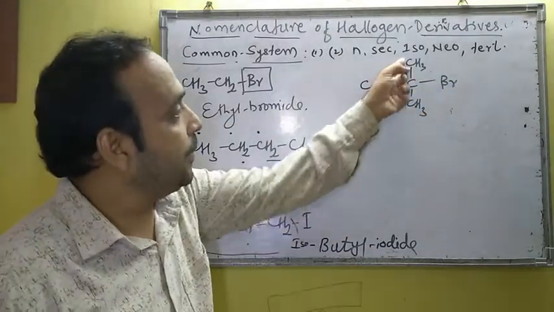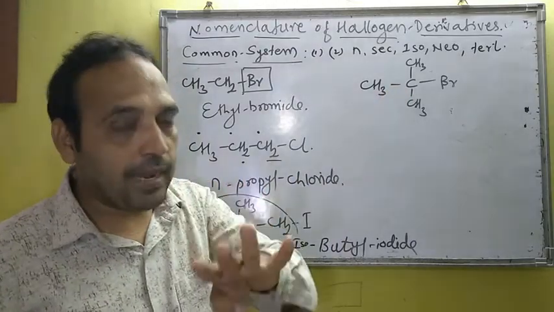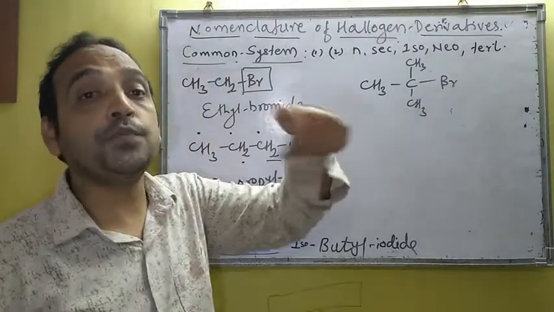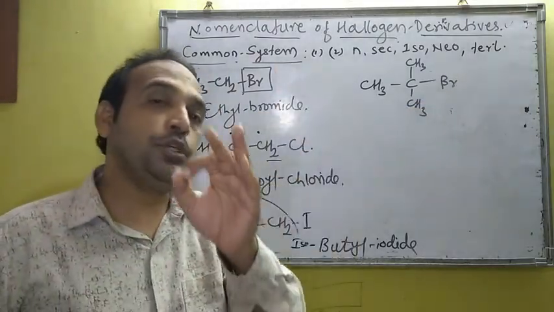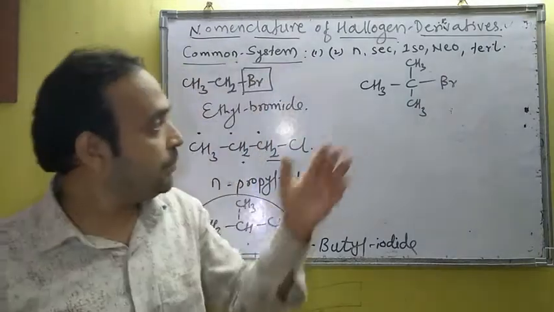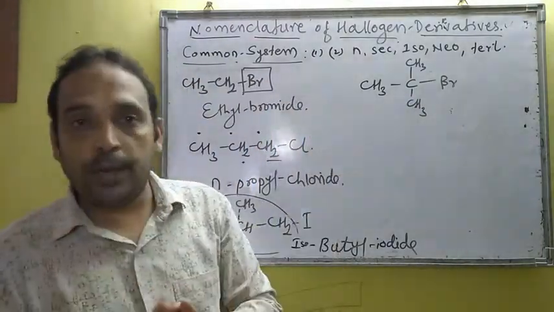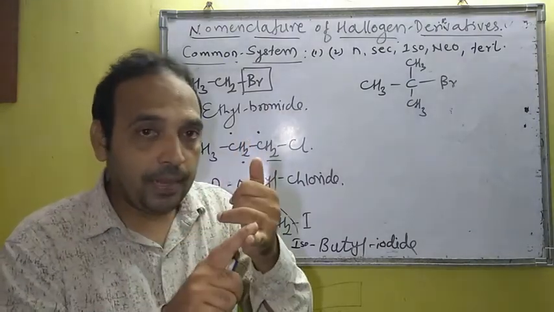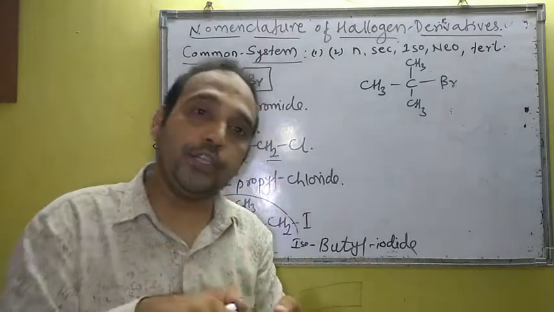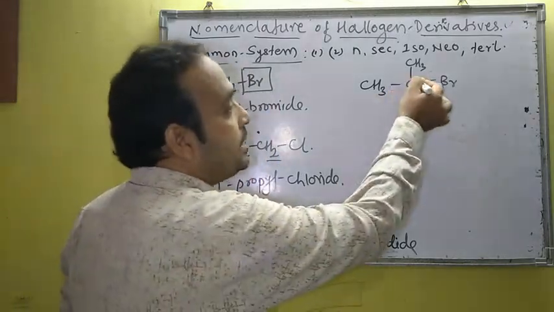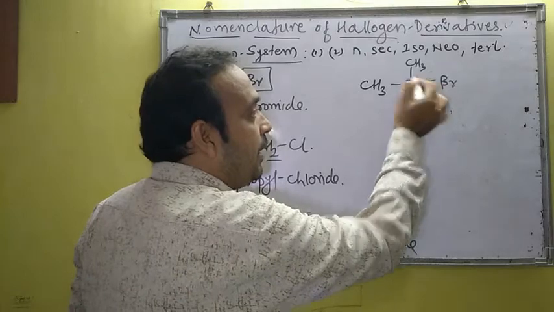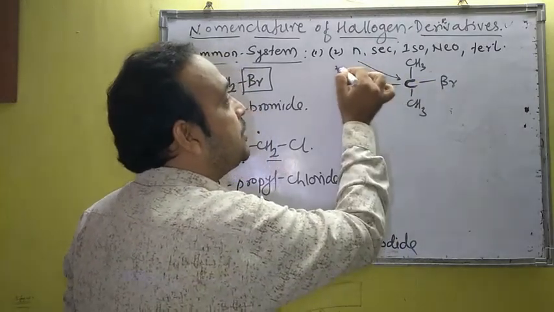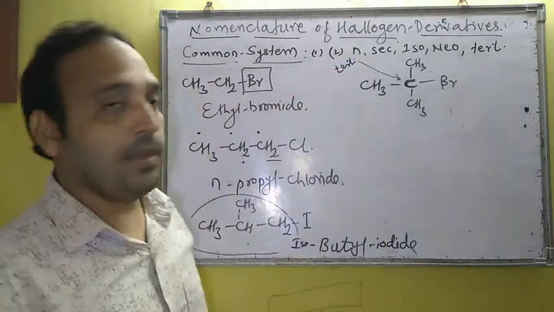Here there are 4 carbon atoms, so the name of the alkyl group is butyl. Halide is Br, meaning bromide. Just check the position of the functional group, meaning which carbon the functional group is attached to, whether the halide is attached to a primary, secondary or tertiary carbon. In this example, the Br is attached to this carbon, and the nature of this carbon is tertiary.